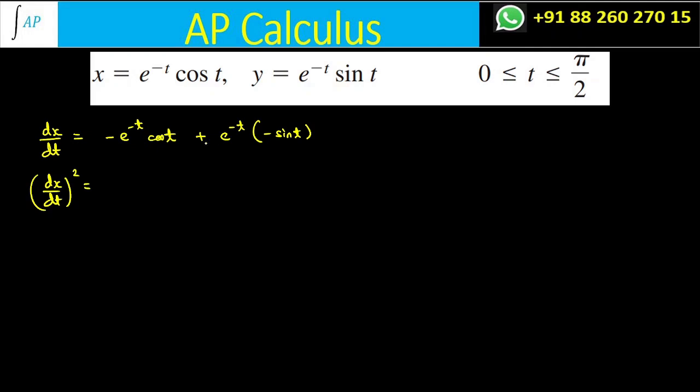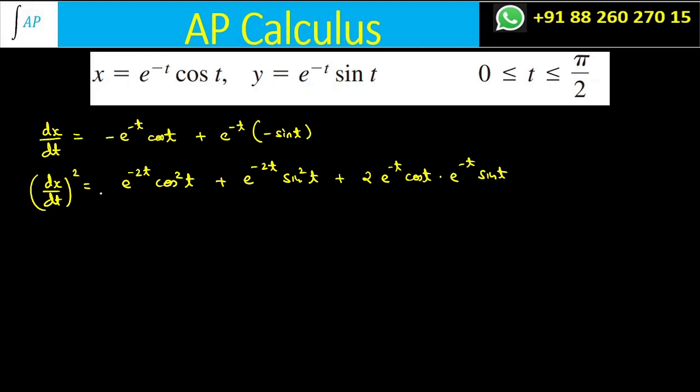This is negative and this is negative, so when you do the squaring, it will be a square. Squaring of the first one will be e to the power minus 2t cos square t. This will be e to the power minus 2t sin square t. Squaring means e power negative t multiplied by e power negative t, it will become e power negative 2t. It is a square plus b square plus 2ab, this is the a and this is the b.